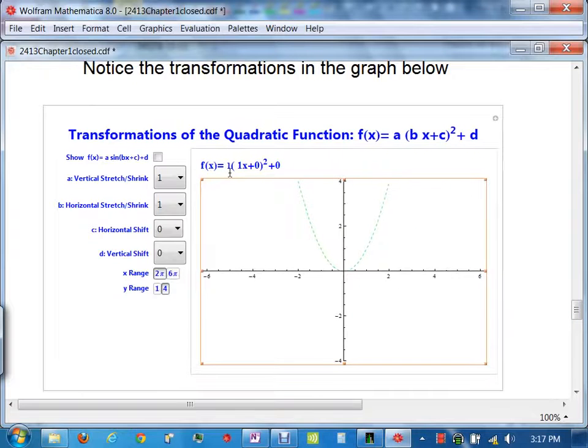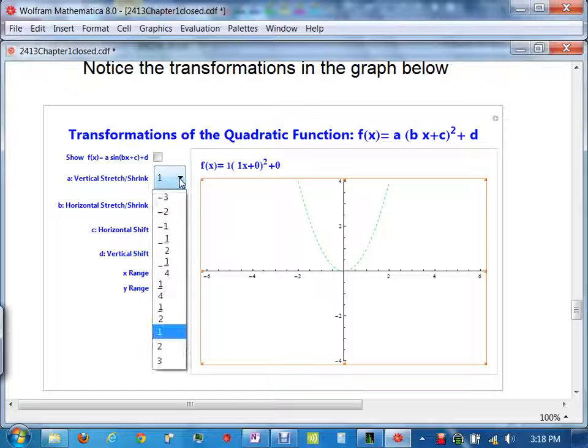See how this says 1 times x plus 0 squared plus 0. Isn't this just 1x in here? So isn't that just x? Isn't that just x squared? Times 1 is x squared, plus nothing is x squared. So this is just x squared, right?